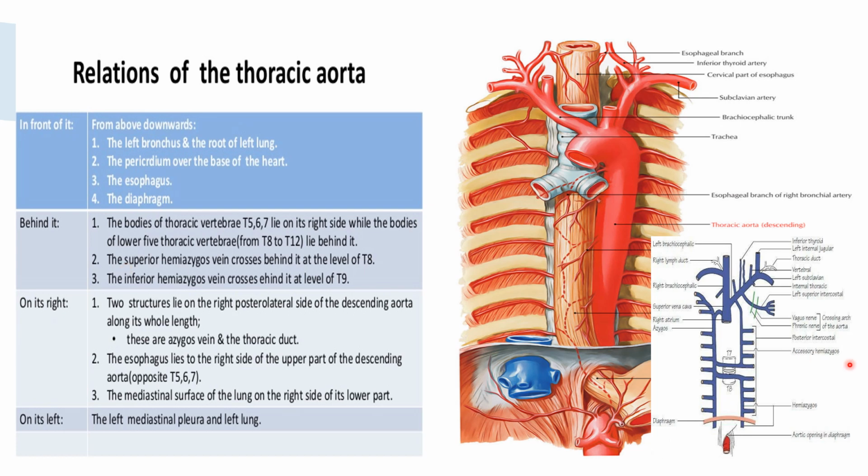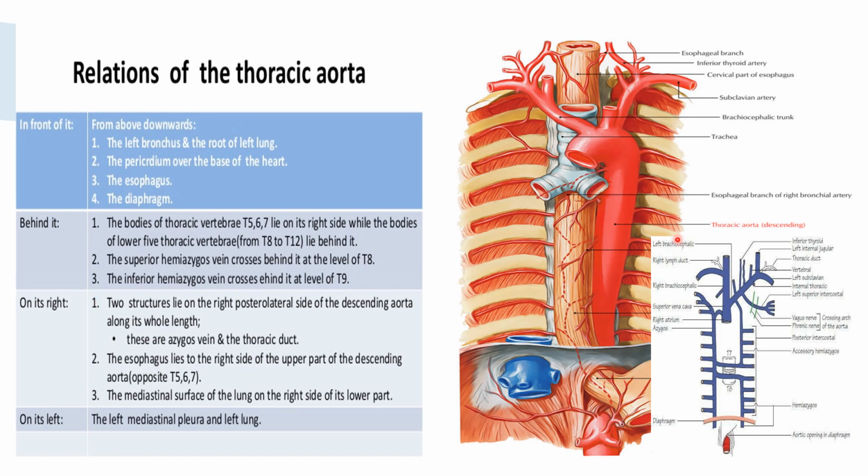Then we have the superior hemiazygous vein. It crosses behind at the level of the T8 vertebra. As you can see in this diagram, the superior hemiazygous vein, also known as the accessory hemiazygous vein, one and the same. These are the structures which are related posteriorly. Then also the inferior hemiazygous vein crosses behind the thoracic aorta at the level of the T9 vertebra.